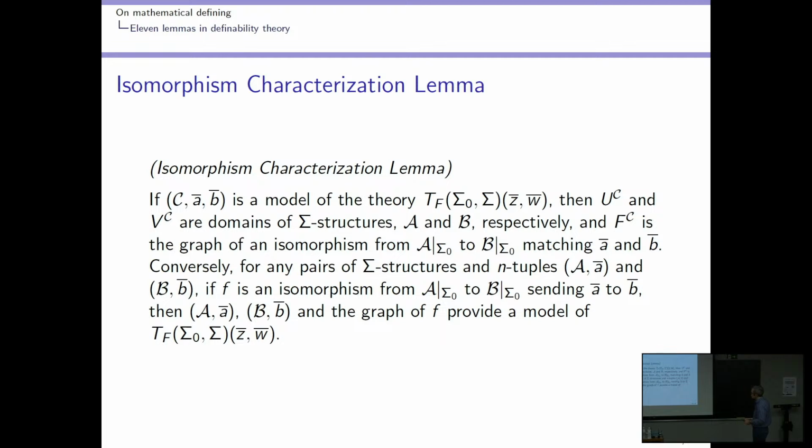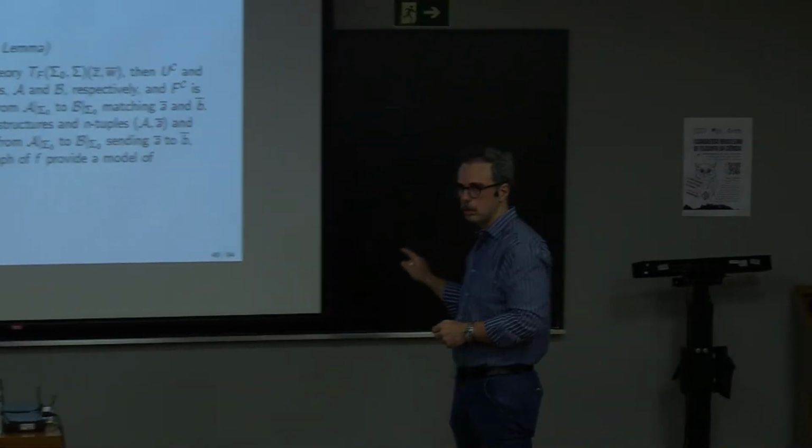Conversely, for any pair of sigma structures and tuples, A bar and B bar, if F is an isomorphism from the reduct of A to the reduct of B, sending A bar to B bar, then if we join everything, A bar, B bar, and the graph of F, we have a model of this theory T. So this theory T is codifying this situation. It is codifying two sigma structures with isomorphic reducts, along with the isomorphism.